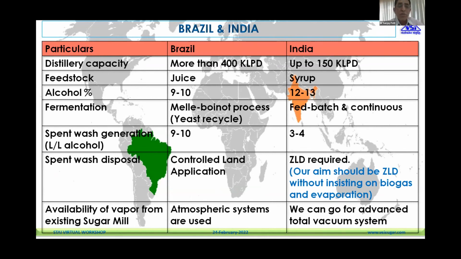Coming to the comparison between Brazil and India, because Brazil produces a lot of ethanol using direct sugarcane juice. If you compare the two countries, you can see that in Brazil, the distillery capacities are quite big as compared to our capacities, and they use juice directly. They generally don't use syrup directly, and therefore their alcohol concentration in fermented wash is about 9%, whereas we are achieving higher alcohol. We are using fed batch fermentation.